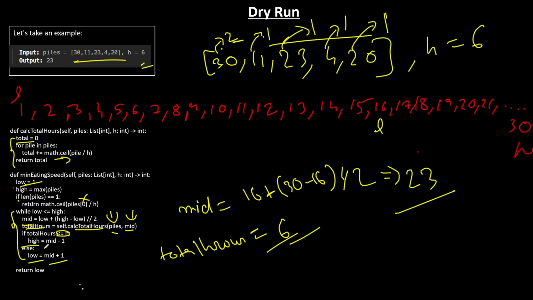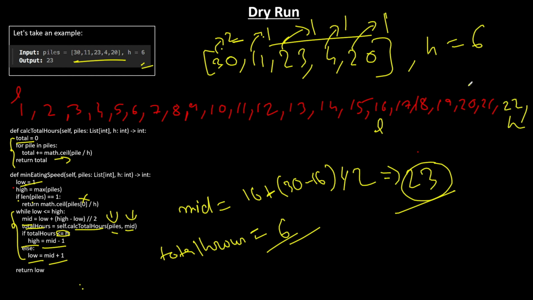You do high equals to mid minus 1. Okay, so what will happen? Mid value was how much? 23, right? Mid minus 1 will be how much? 22, right? So h will come to 22. Let me draw the number line properly now. So our range is now 22. Okay, so h is standing here.